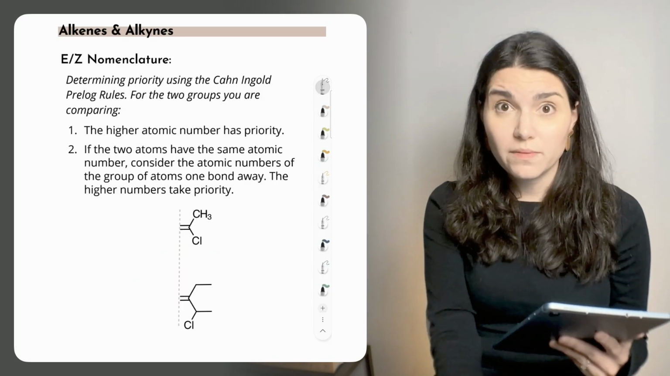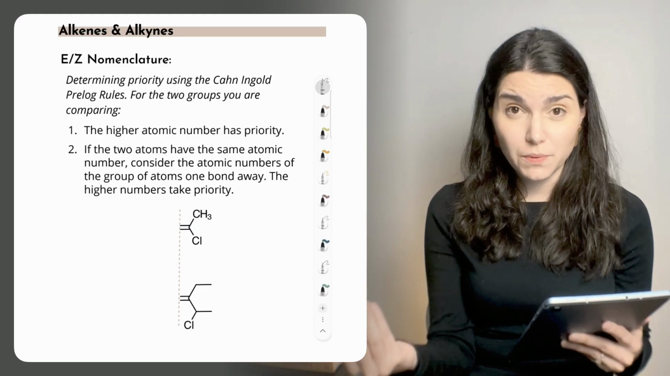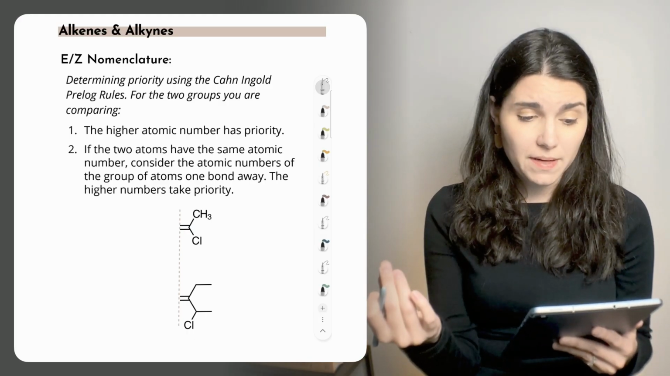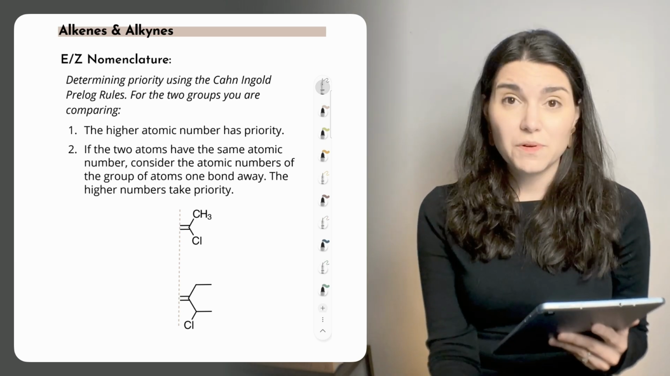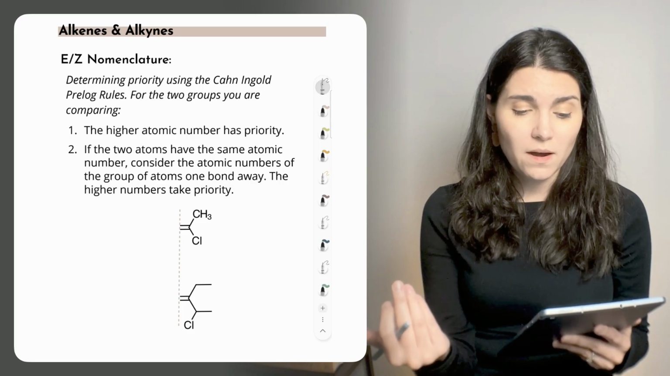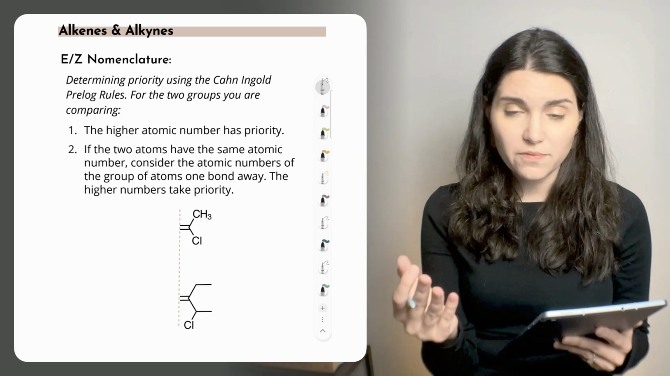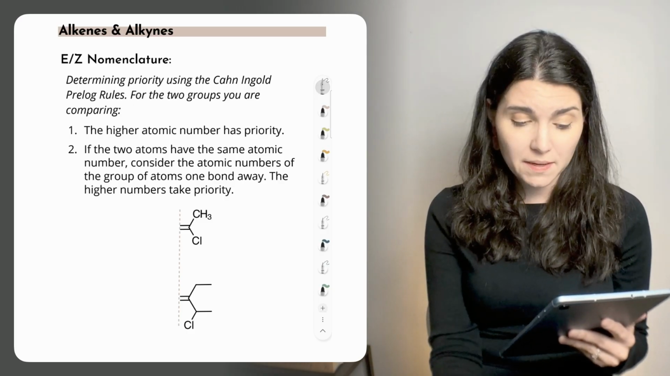So now that you know about the E and Z notation, you're going to have to know how to decide which group on a carbon atom of a double bond has the higher priority. So we're going to use the Cahn-Ingold-Prelog rules. And for the two groups that are coming off of the double bond, you're going to compare the atomic number of the two atoms that are coming off of the double bond. So the higher atomic number has priority.